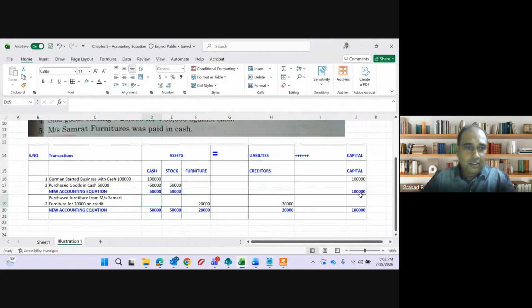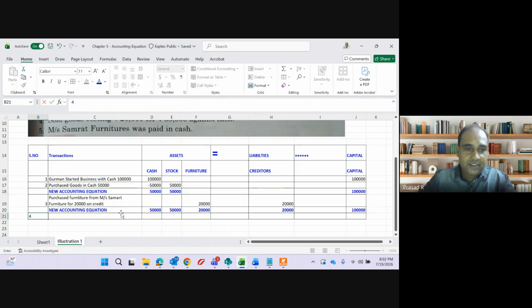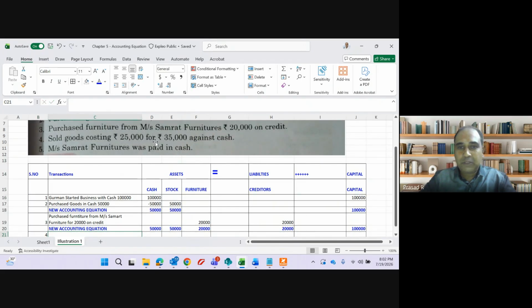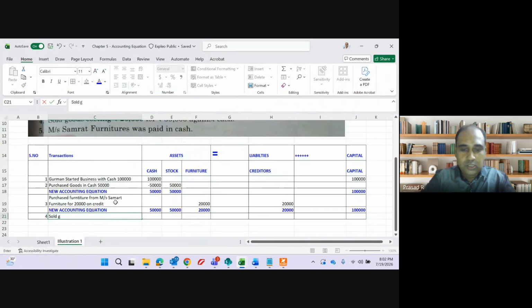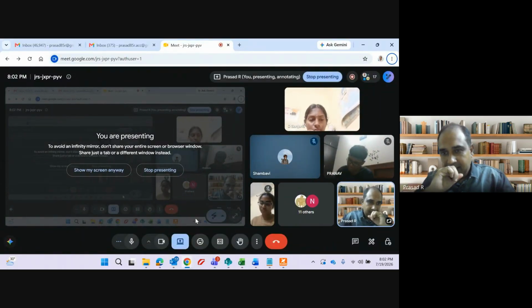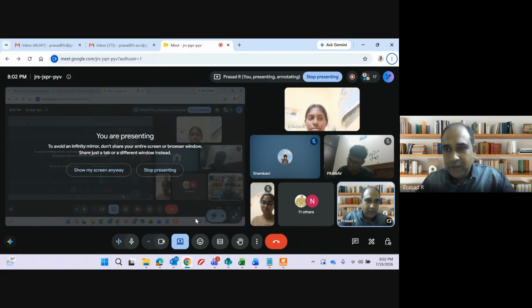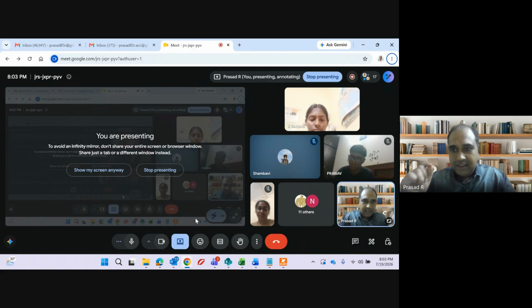Fantastic. Now, next transaction: sold goods costing rupees 25,000 for 35,000 against cash. Okay. I will give you a few hints, guys. I will not answer it. I will give you little hints, and you will tell me the answer. Clear?